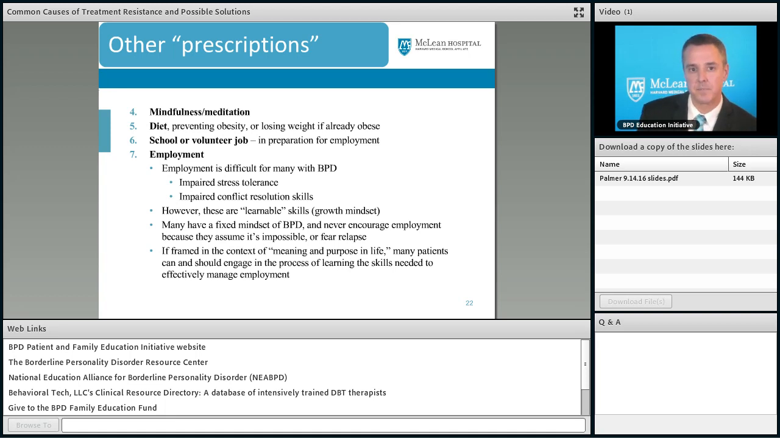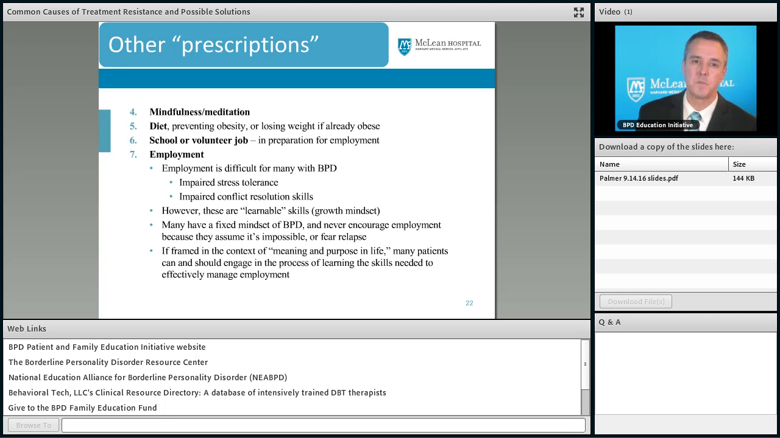But a lot of people are terrified of relapse again. So a lot of people will avoid employment because they're like, we don't want to go back to that hell we were in 3 years ago. So we're not going to push it. We're just not going to go there.